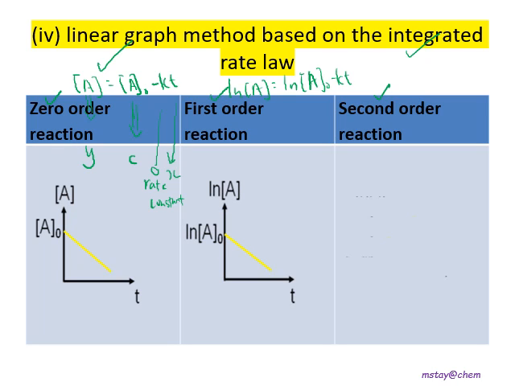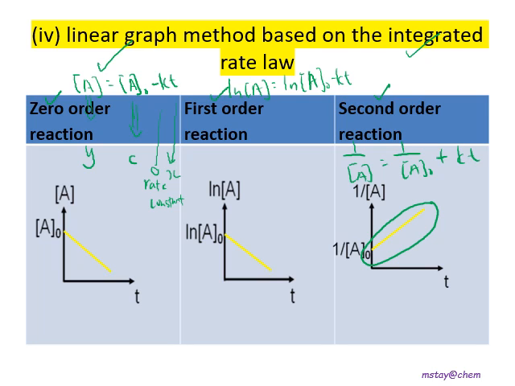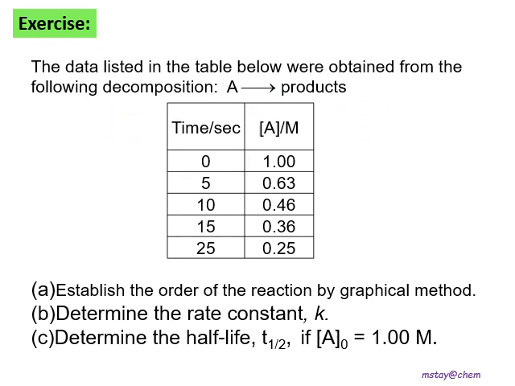While for the second order, the integrated rate law is 1 over concentration A equal to 1 over initial concentration A, and then plus KT. So that is why here is positive slope. Example, the data listed below, given the concentration is 1 up to 0.25, and then you also given the time. Establish the order of reaction, and then you need to by graphical method.